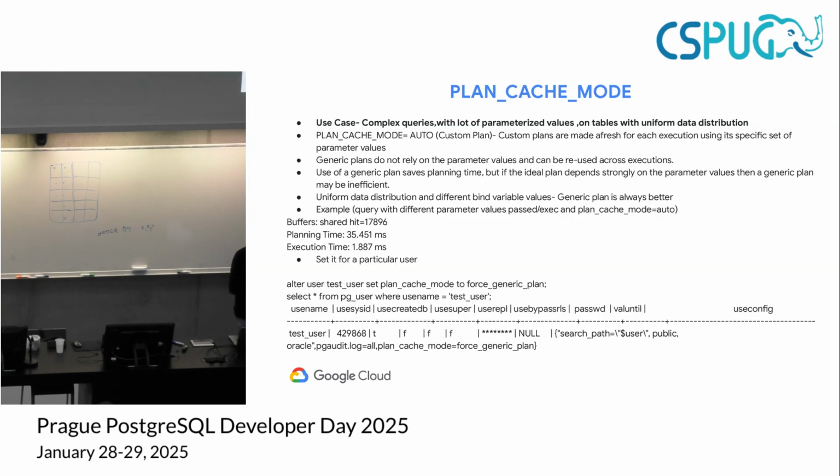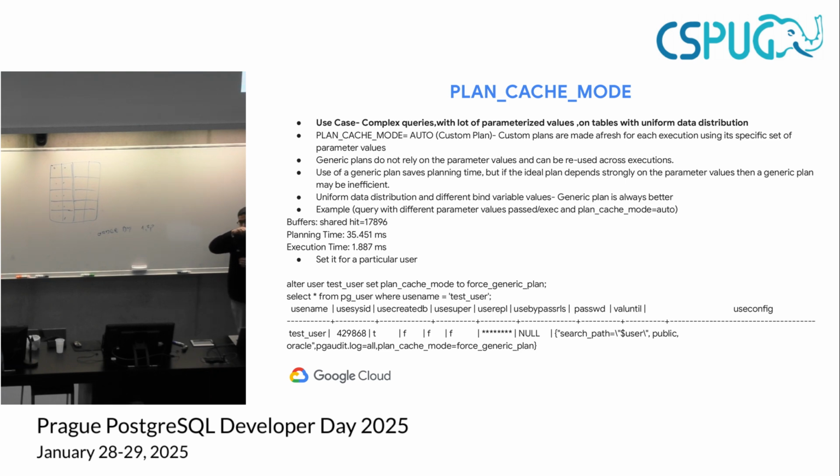Now we'll talk about 4 or 5 important use cases. The first one is the plan cache mode. Like I said earlier, the plan cache mode by default is auto, which means your custom plan will be used. For every different bind variable value, a new plan will be generated.